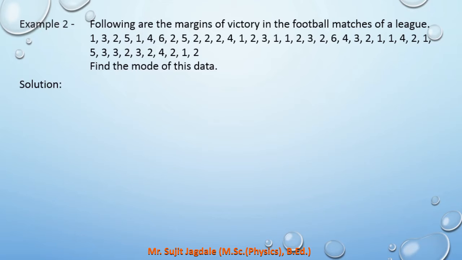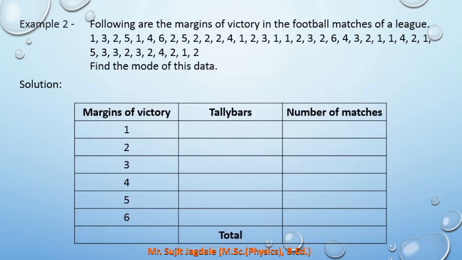Now for this we require a table, and that table is referred to as a tally table. That means we have to use tally marks. You have already seen it in a previous standard. You know how to insert the tally marks in a given table. So first of all we have to consider the victory margin. In order to draw the tally bars, what we have to consider? Margins of victory.